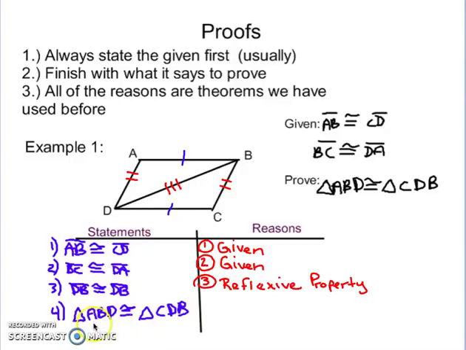And for the fourth statement, it wants us to prove, and it says that triangle ABD is congruent to triangle CDB. And for that, we're going to state the theorem for our reason that we have side, side, side. So it's going to be the side, side, side theorem. So for that, we'll just write side, side, side theorem. And this is how we state our proofs.